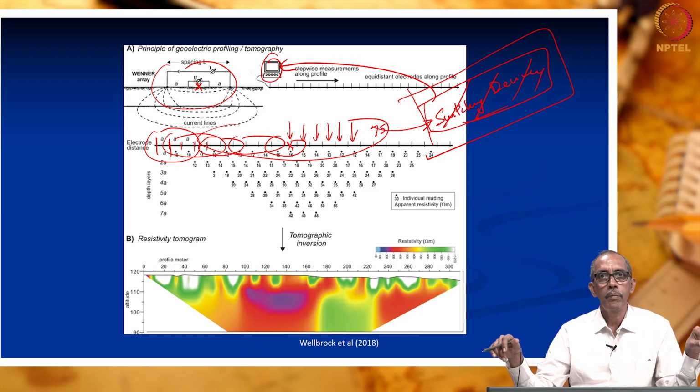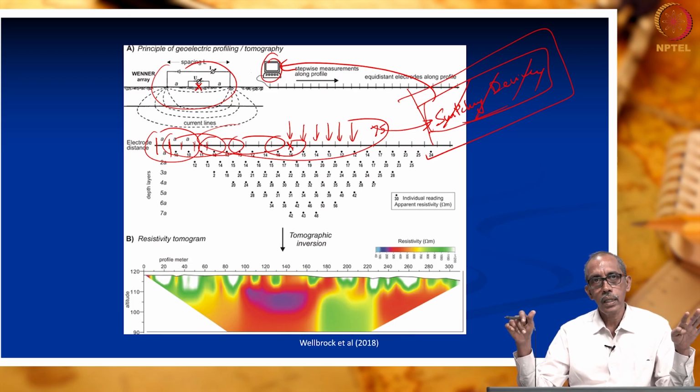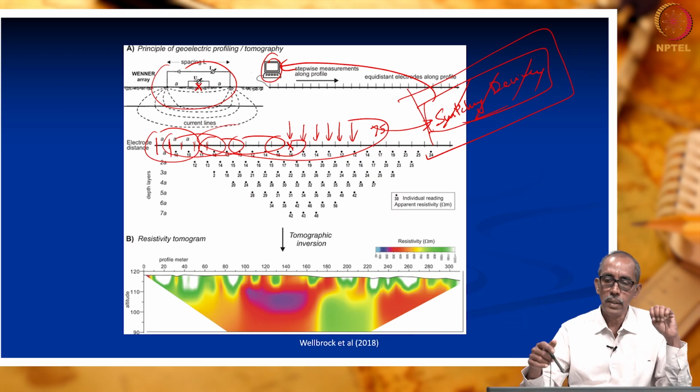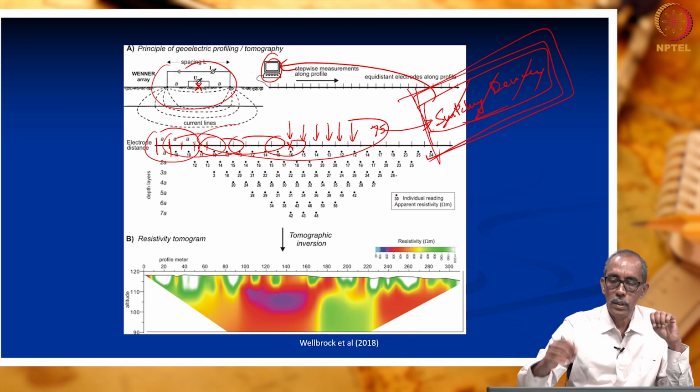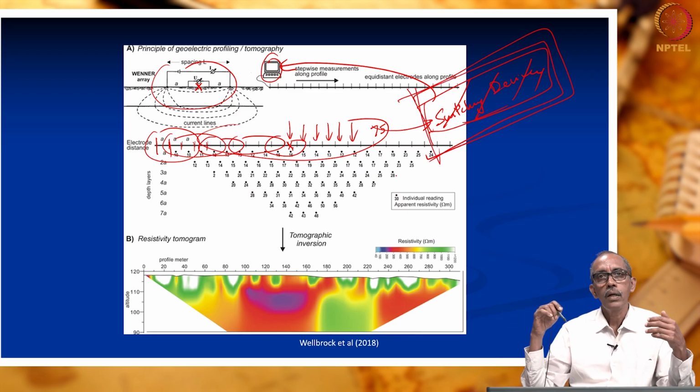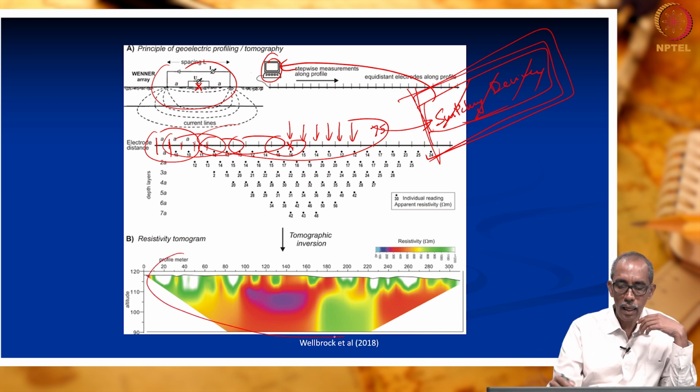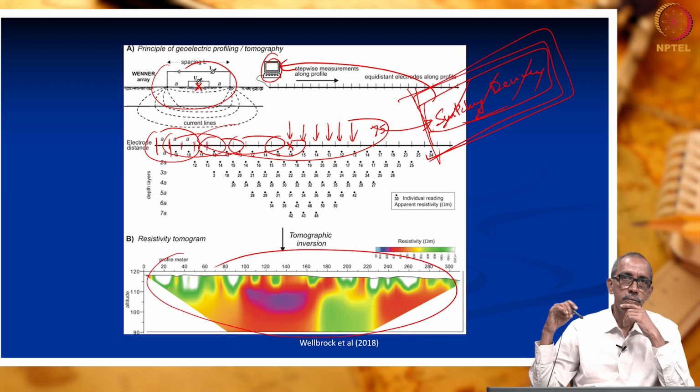Though we have kept 75 electrodes at the site, at any time only 4 electrodes will be connected to the resistivity meter. That job is taken care of by this switching device. So, what is the advantage of this? We are able to get the image of the subsurface.